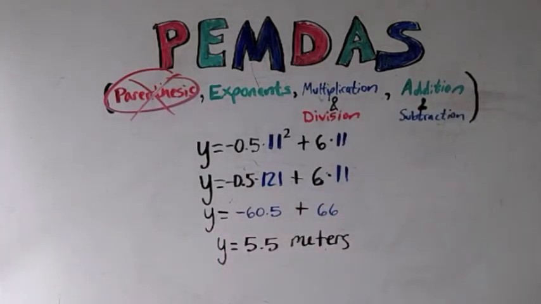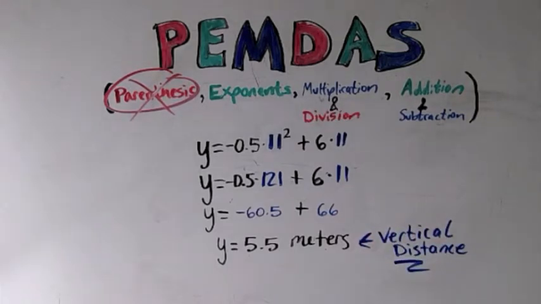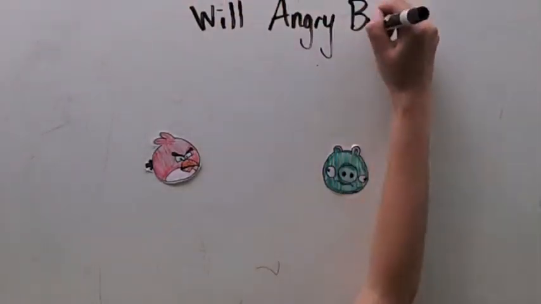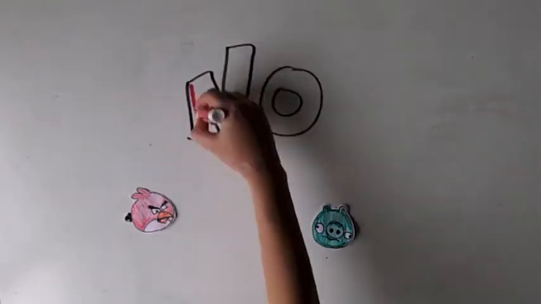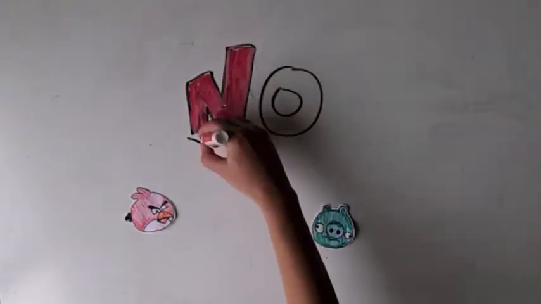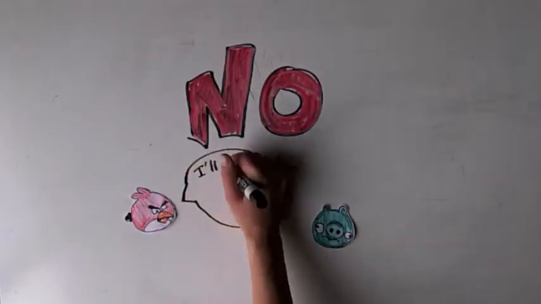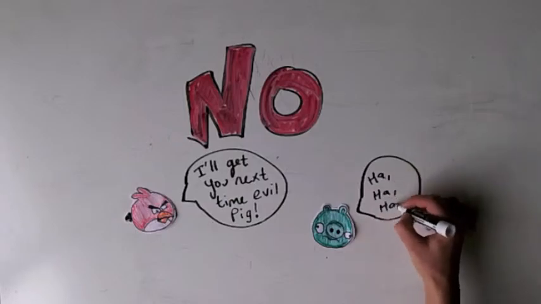What we just found is Angry Bird's vertical distance, y, after Angry Bird travels a horizontal distance, x, of 11 meters. So will Angry Bird hit evil pig? The answer is no. According to the calculations, Angry Bird will still be 5.5 meters overhead when he gets to a horizontal distance of 11 meters, meaning evil pig is safe from Angry Bird this time.